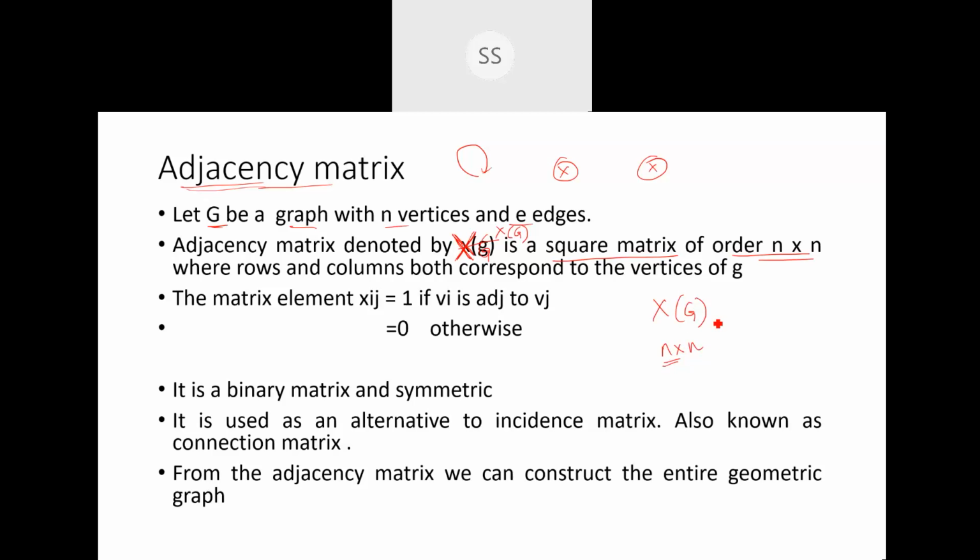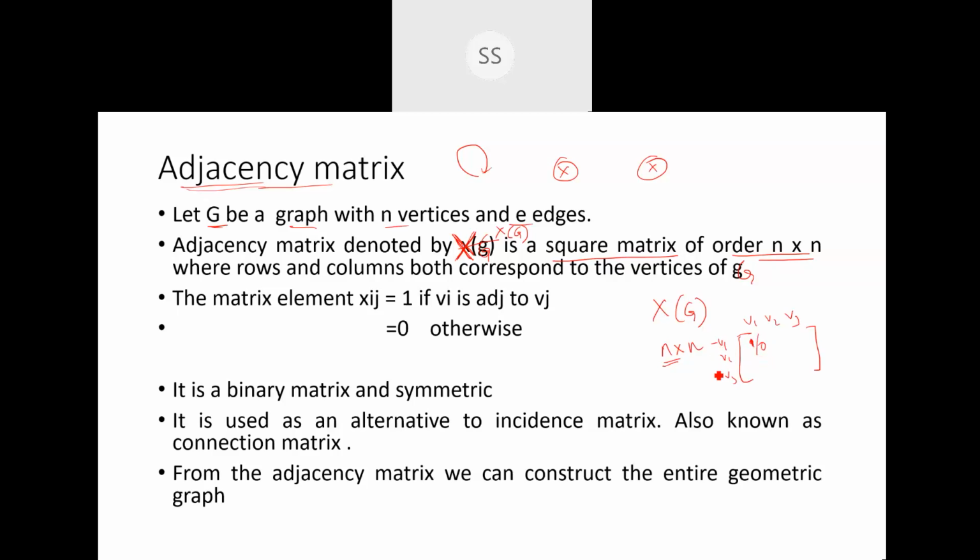Now from this itself you can understand that when you are drawing the matrix, you have your rows as your vertices V1, V2, V3, and your columns are also V1, V2, and V3. Now looking into this, what are the elements here? The elements can have a value 1 or 0.